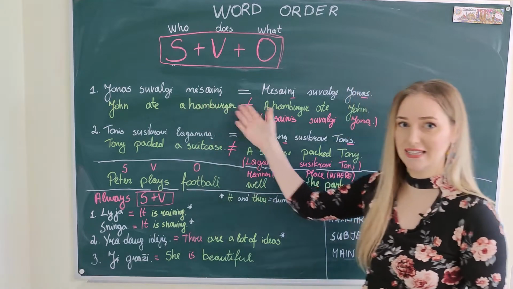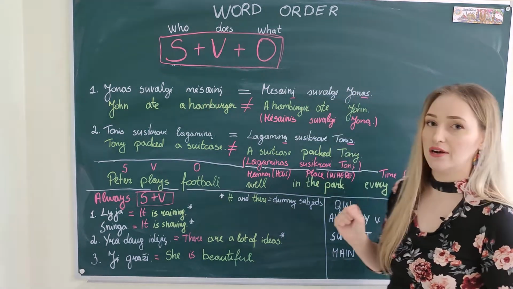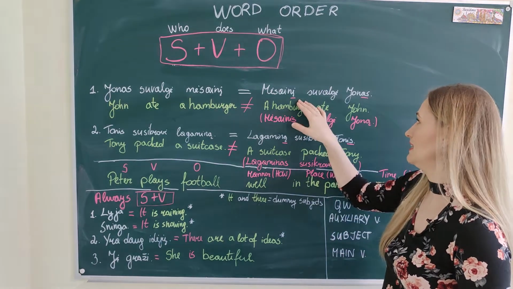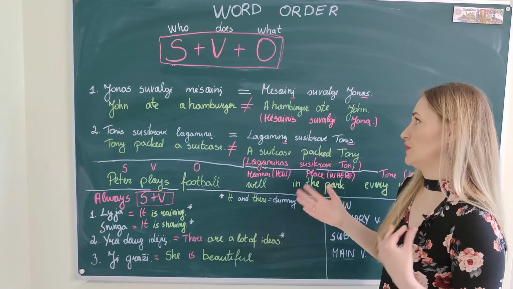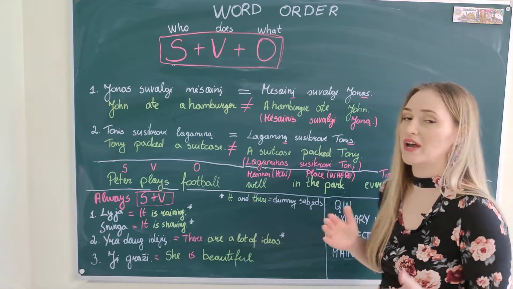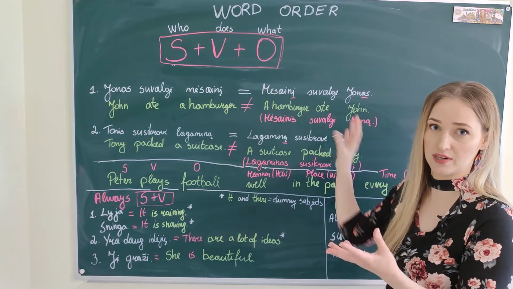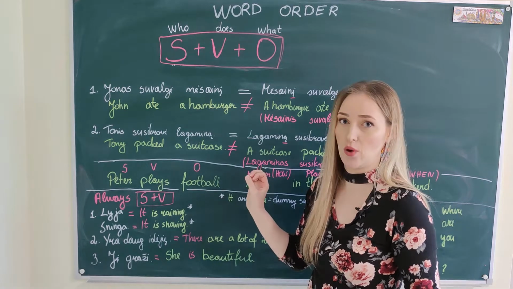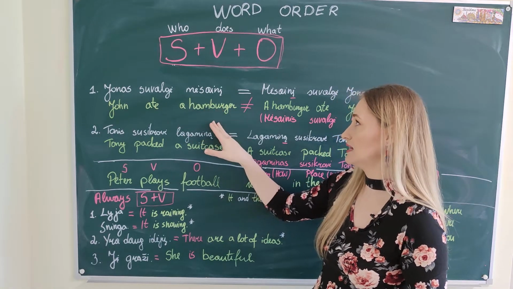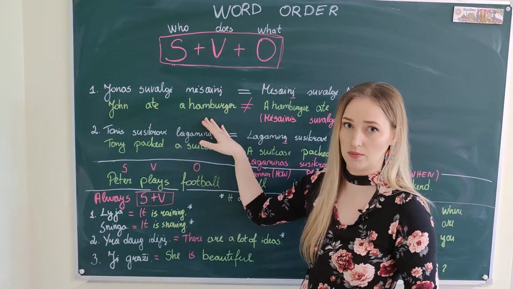Jonas suvalgė mėsainį in Lithuanian is the same as mėsainį suvalgė Jonas. Here we have word endings, mėsainį, Jonas, which show us the relationships between the words. So we know who ate what, even when we change the words, when we move the words around. John ate a hamburger in the English language is the same as Jonas suvalgė mėsainį, because here we have a subject, here a verb, and here an object.